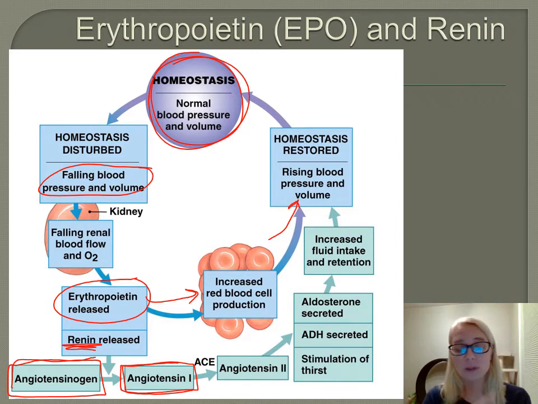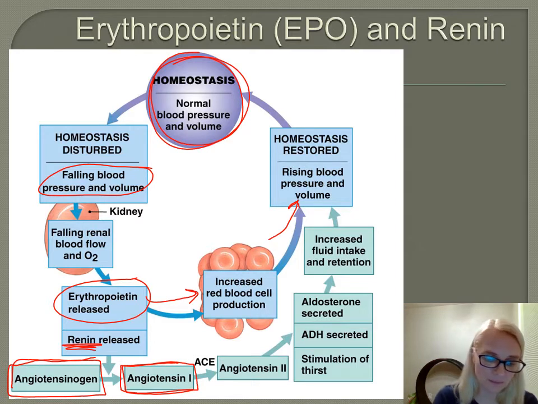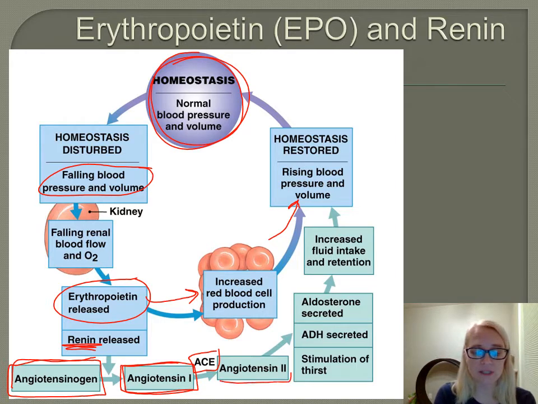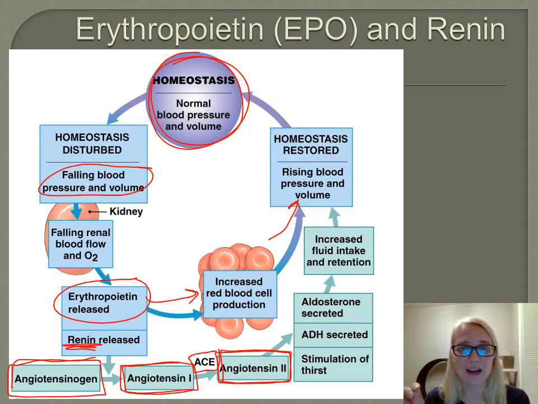And now angiotensin 1 is circulating around, and it comes across capillaries in your lungs. And there's an enzyme called ACE, which stands for angiotensin converting enzyme. This ACE enzyme that is found in the capillaries of your lungs converts angiotensin 1 to angiotensin 2. Right? Now, angiotensin 2 is the active form that can actually respond to this out of homeostasis drop in blood volume and blood pressure. So angiotensin 2 triggers a lot of things.